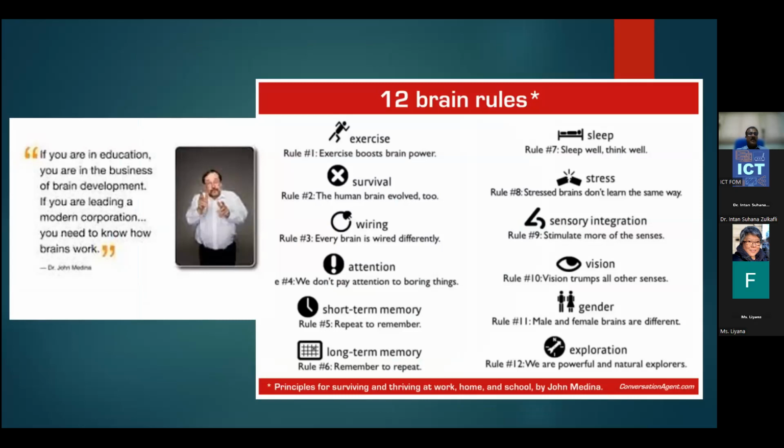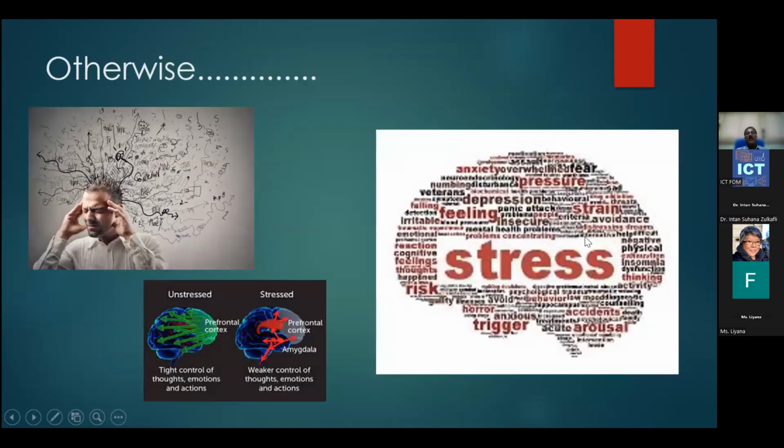And the neuroscientist Dr. John Medina, I'm sure you have probably read his book. There are a few books on it. If you're in education, in business, or brain development, if you're a leading and modern corporation, you need to know how the brain works as well. So these are the 12 important rules that both the teacher and the learner have to know and practice as well, so we can deliver the best from exercise and sleep and breaking up stress and so on.